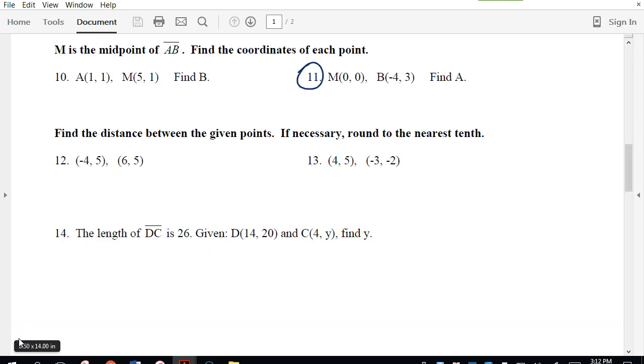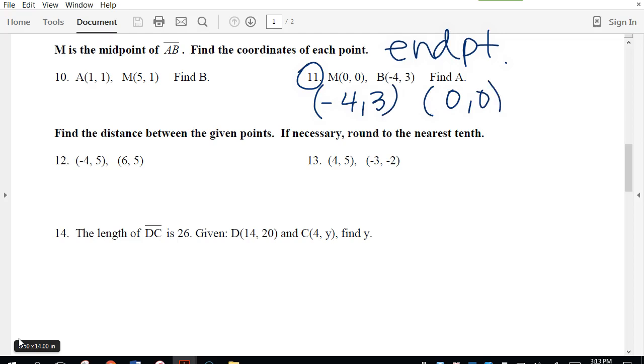Number 11 and 10, you're finding an end point. You're not finding a midpoint. So you need to set it up and play leapfrog. So I'm going to put an end point first. Then I'm going to put my midpoint. And then I will have to look for that missing other end point. You have to fill it out. It says put your names up. So I circle my X's and underline my Y's.